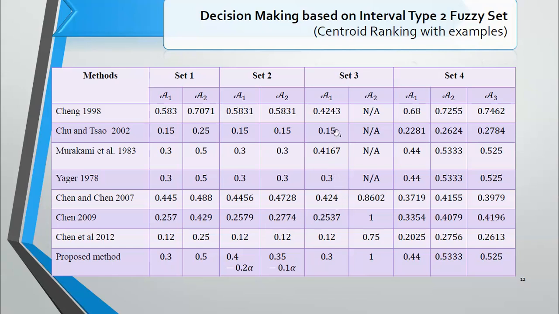In case of the third set of fuzzy numbers, some of the methods do not give the ranking result for A2 fuzzy sets, but by our method we can rank them. Similarly for the fourth set of fuzzy numbers.